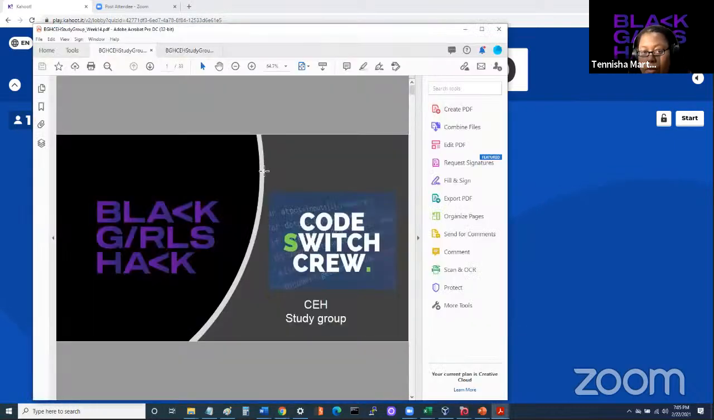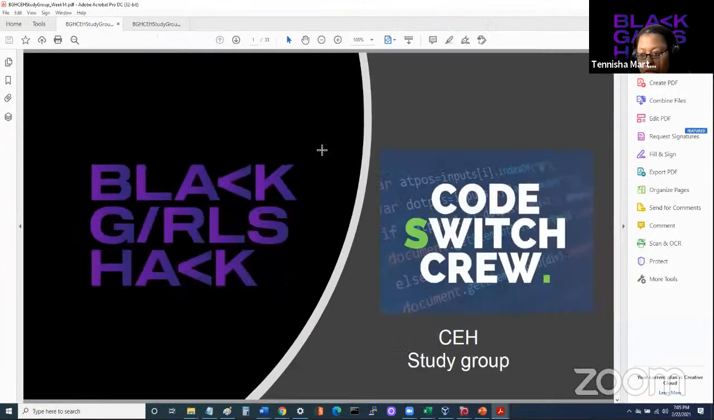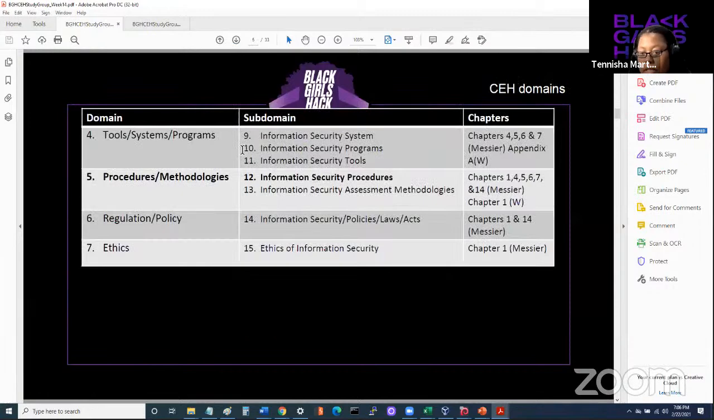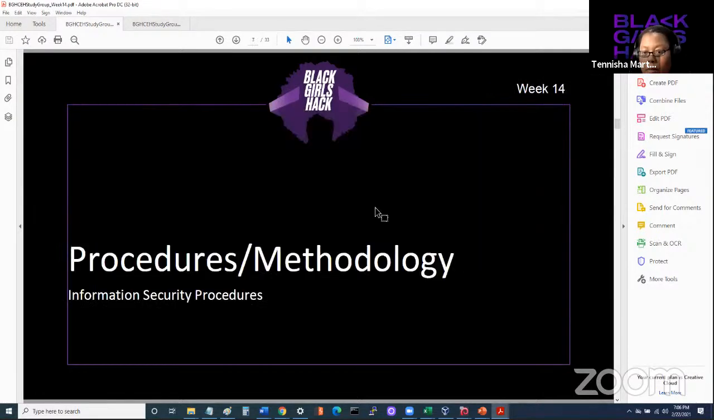And in the meantime, I'm going to quickly go over week 14 stuff from last week, and then the week 15 things. All right, so week 14, we are talking about information security procedures and methodologies. If you are following along in your books, and there's books available in the Slack, it is chapters 1, 4, 5, 6, 7 and 14 in the Messier book, and chapter 1 in the Walker textbook.